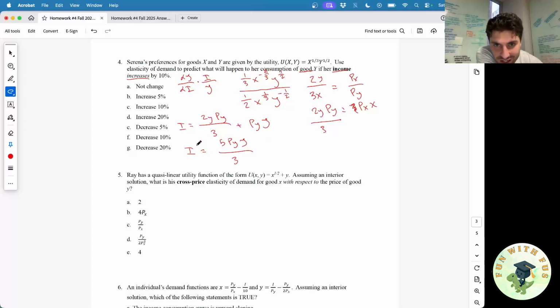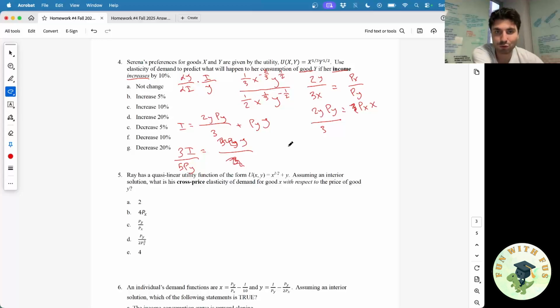And from here, I want to isolate y, correct? Yes, because I want to take some derivatives with y. So I'm going to multiply this over, get rid of that, and then divide by 5py. And then we can get rid of that guy. And from there, I think we have what y is equal to.